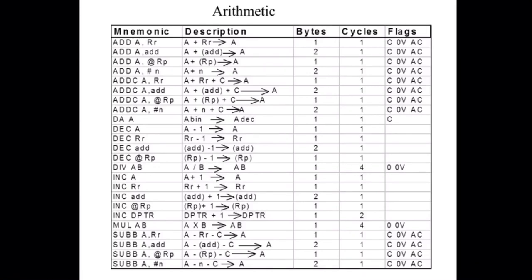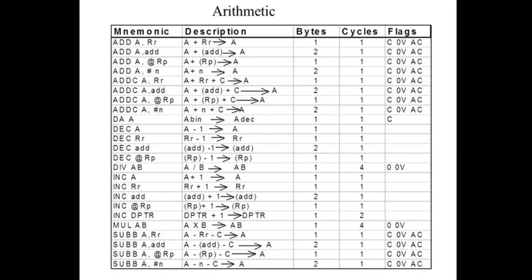And DIV AB, DIV means division between A and B. This division operation you have to do with only the accumulator and B register. There is no other syntax which supports the division operation. You have to take your two numbers into the A and B registers, and after the division operation you will get two results. One is the quotient and the other is the remainder. The quotient will be saved in A and the remainder is going to be saved in the B register. This is the division operation.